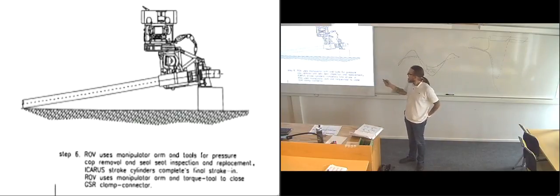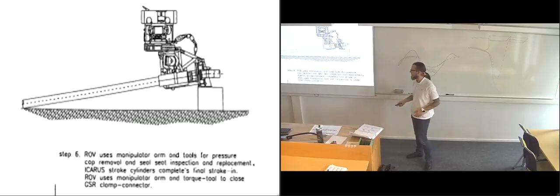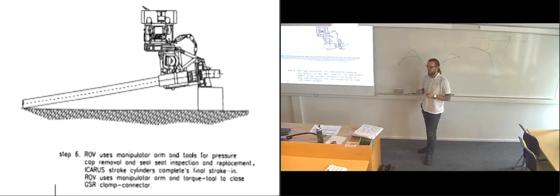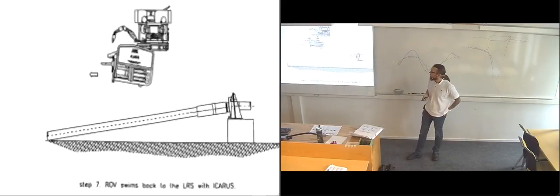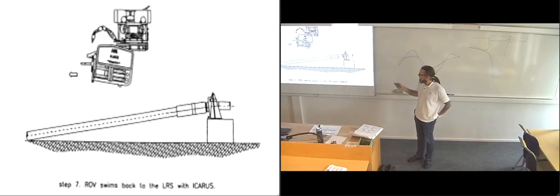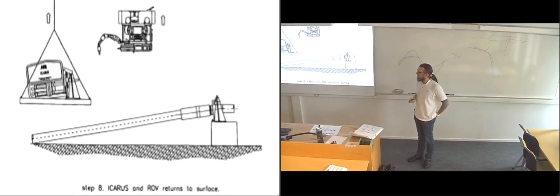And then the Icarus tool grabs onto the pipeline, because until now it's been pulling it with a winch, but now it grabs onto it with these stroke cylinders, and then they pull it into the correct position to get it close enough to the connection point so that the ROV can clamp it in place. And then when it's clamped into place with the connector, the ROV can just lift the Icarus tool off and place it back in its basket, and then they can both be pulled up to the surface.